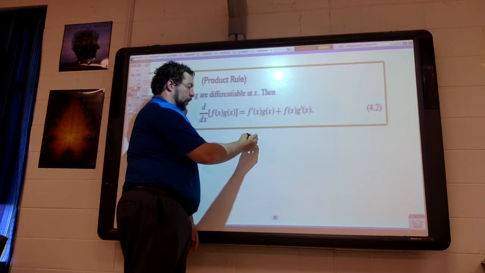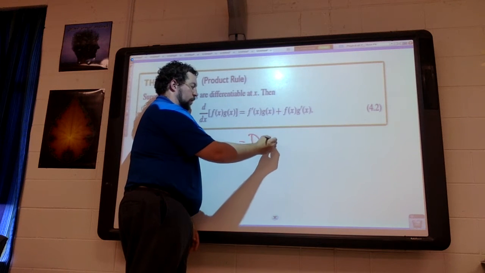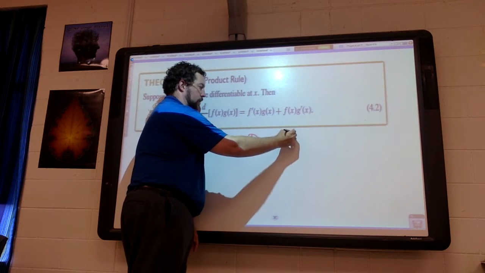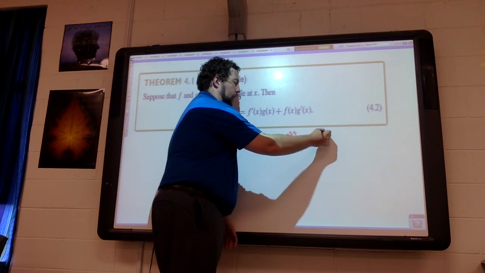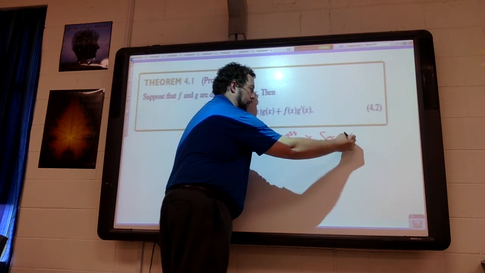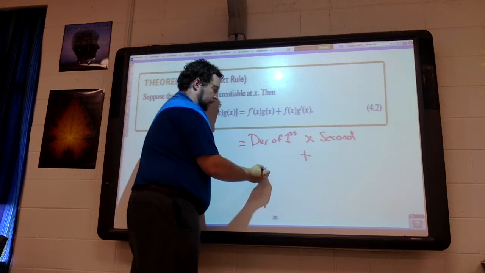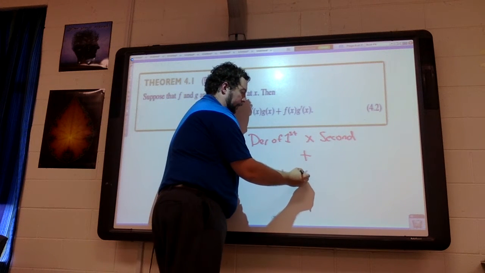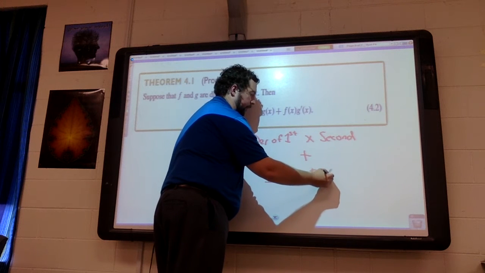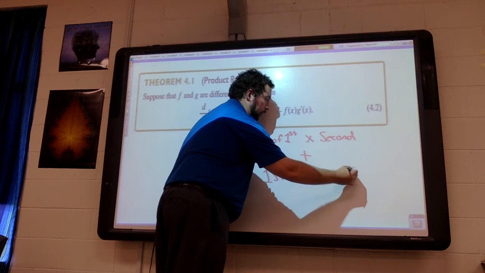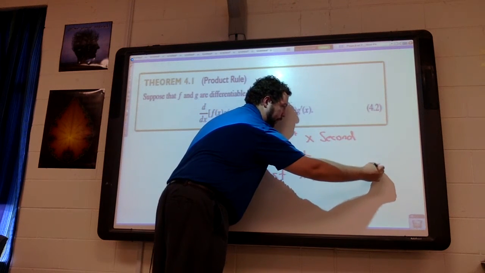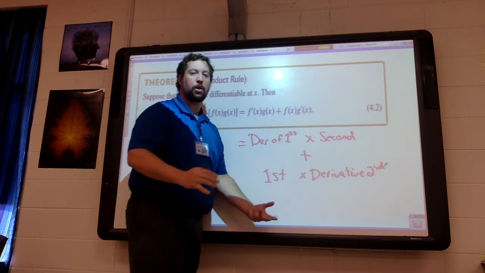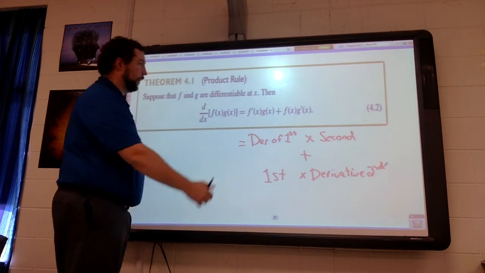So again, that is the derivative of two things multiplied by each other. It's the derivative of the first times the second left alone, plus the first left alone times the derivative of the second. There's not much more to do here. So let's look at an example of this.